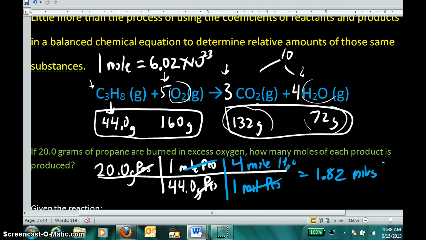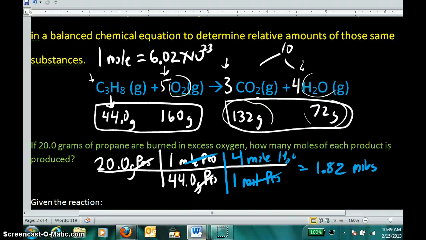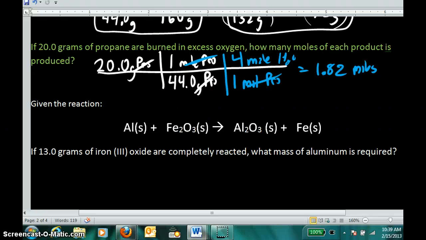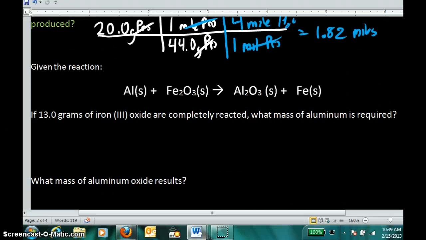However, these two are fairly simplistic questions. Just make sure I start with moles and I get my moles. But rarely do we deal with moles. Typically speaking, we deal with masses. So let's look at a second problem then.